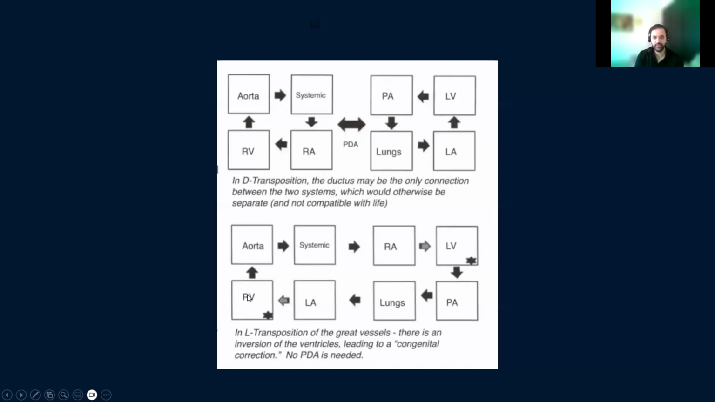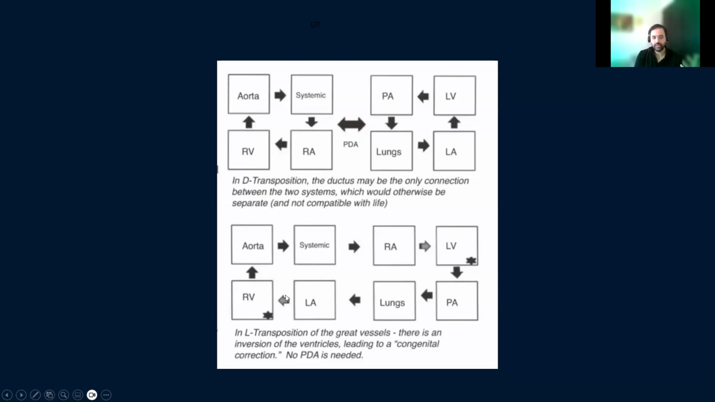Similarly, on the other side, if you see from the left atrium, you have left atrium draining into the right ventricle, and from the right ventricle the aorta is arising. Again, there is a switch at two levels which is happening, right? So ultimately the blood from the left atrium is going to go into the aorta and then supply the body.